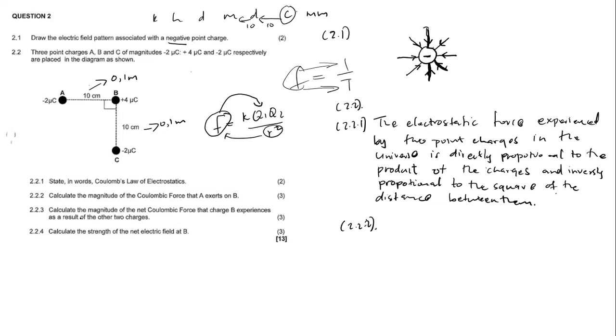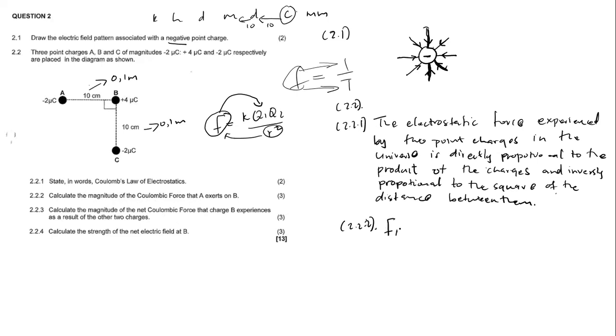Point 2. Now, 2.2, it says to us, calculate the magnitude of the Coulomb force that A exerts on B. What will A do to B? It will cause B to move towards it, but with what force? We want that force, because it is a force of attraction, we can see B will move towards A. So in order for us to calculate that force, we want to calculate the magnitude of the Coulomb force.